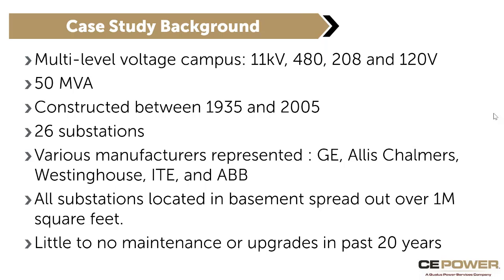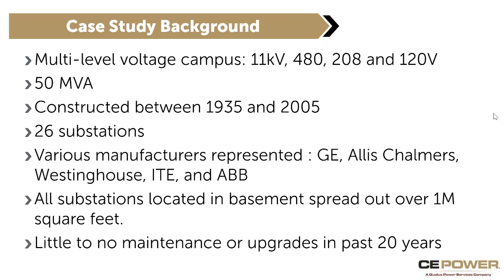15 kV incoming from the utility, about 50 MVA of load. Distribution voltages of not only 12 kV, but 480, 208, 120. So lighting, motors, pumps, a large HVAC load. Very, very typical commercial building. Built out from the 30s all the way up to present.